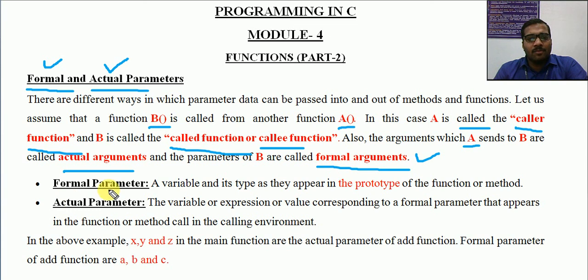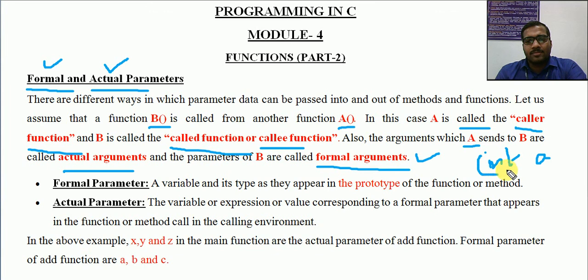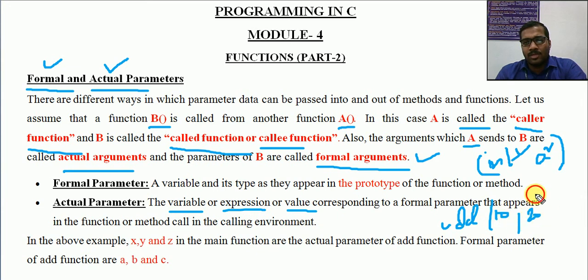Once again, a formal parameter is a variable and its type as they appear in the prototype of the function or method. In the last example we wrote int a. So formal parameters will always have a variable name and its type, but actual parameters will be a variable, an expression or a value. In the last example we wrote add of 10, 20. So 10 and 20 are two values.